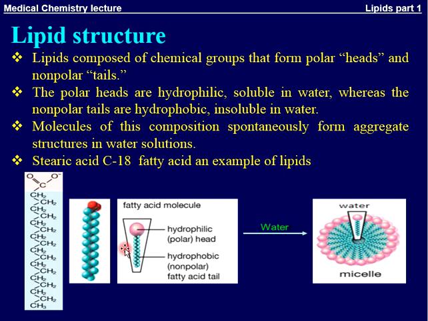Lipid structure. Lipids are composed of chemical groups, mainly two chemical groups that form a polar head group and non-polar tails. This is the polar head group, and this is the non-polar tail. In three-dimensional structure it is written this way: polar head group and non-polar tail. It is usually written in this way: polar head group, and non-polar hydrophobic tail. The polar heads are hydrophilic.